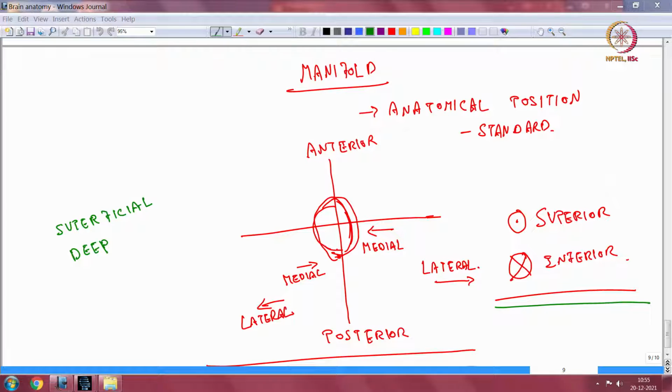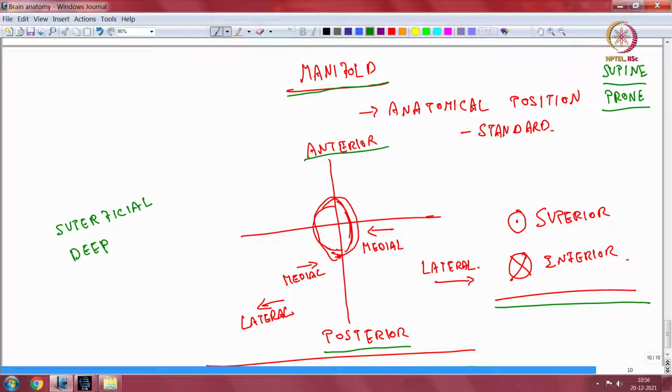So I restart my class with the manifold, which is what I would want you to remember, because the next part of the discussion has a lot more to do with the manifold. Anterior and posterior refers to the front and back. There is another nomenclature of supine and prone, which basically refers to the position as such. So please be familiar with these terms. It may not be relevant here, but supine is face side, prone is on the back side. That's just about it. Anterior is front, posterior is back, medial is towards the center, lateral is away from the center, superior is towards the head, inferior is towards the leg. So this is what you would need to first understand.